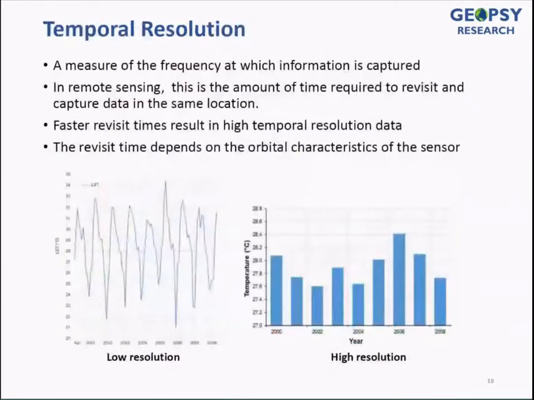Then there is temporal resolution. This is the detail in terms of time. Remote sensing data can be captured, for example, per day or once in a month. So when you're talking about the time space between one data and the next, then that is temporal resolution.